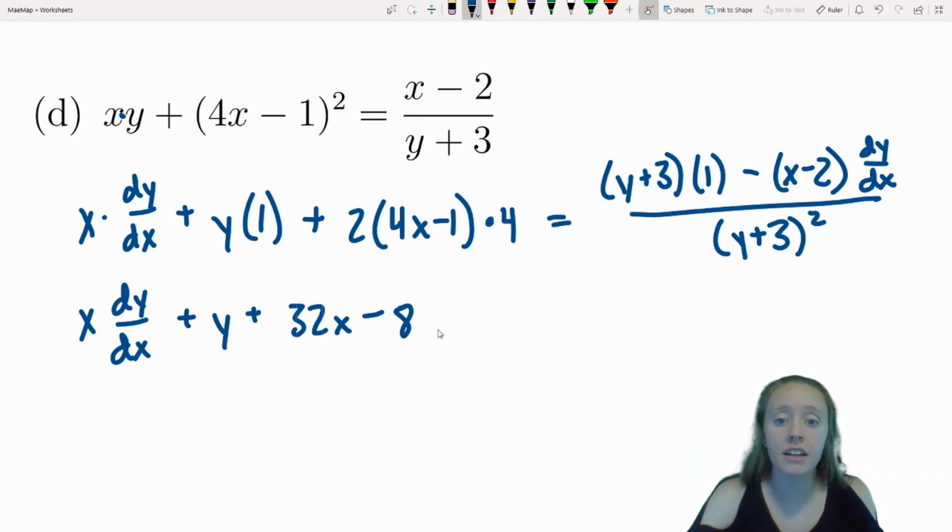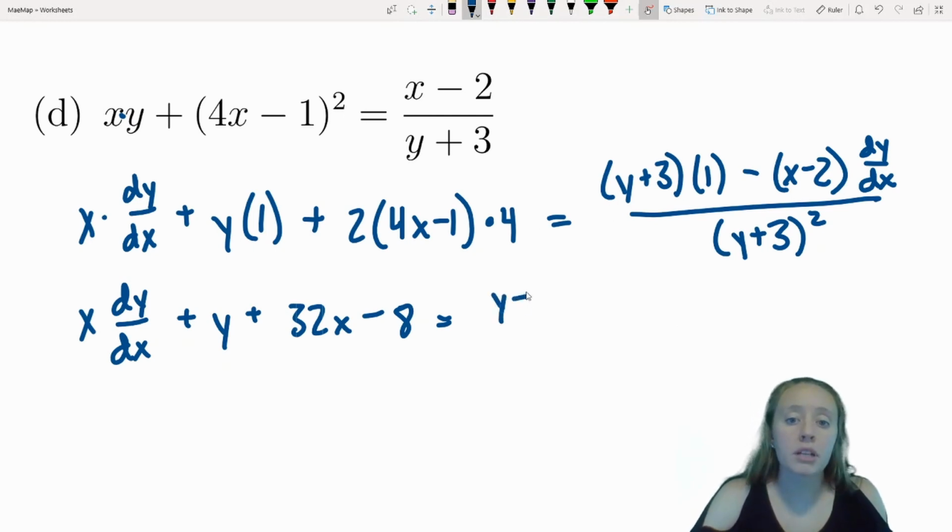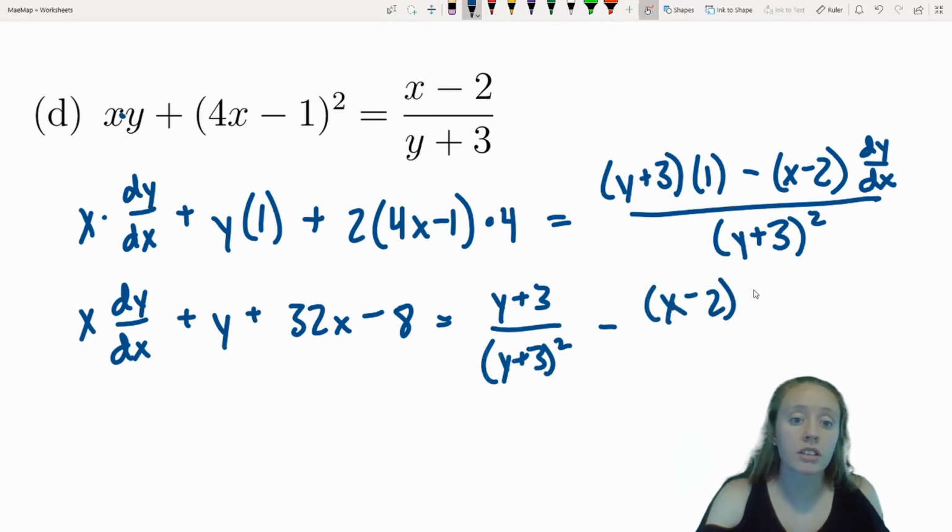so that's minus 8, and that's going to be equal to y plus 3, and I'm going to split this fraction because I only have my dy/dx term on my right-hand side, so I'll put that as y plus 3 over y plus 3 squared minus x minus 2 times dy/dx all over y plus 3 squared.